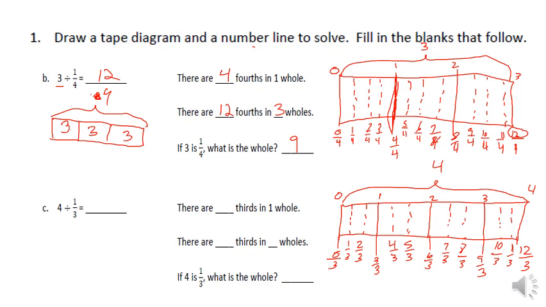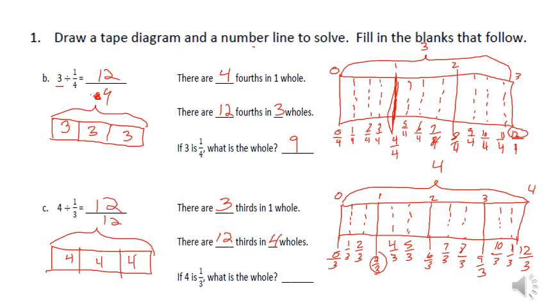Now, coming back to the question, there are blank thirds in 1 whole. I can see right here that there are 3 thirds in 1 whole. And I know I have 4 wholes total, so we have 12 thirds in 4 wholes. Now 4 is 1/3. Once again, drawing a quick tape diagram, I'm going to break it into thirds, then I know that 1/3 was 4, and the other two would be 4, so the total would be 12.